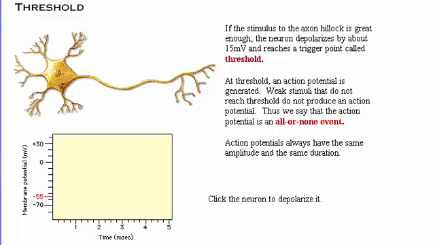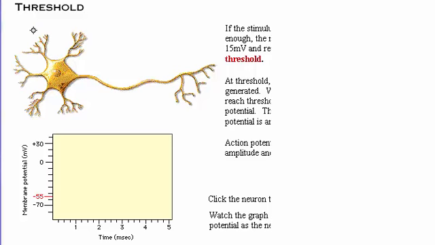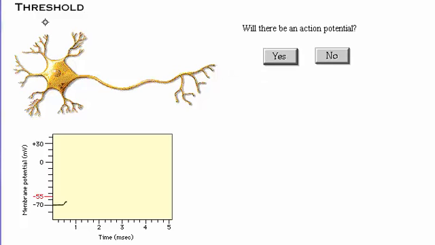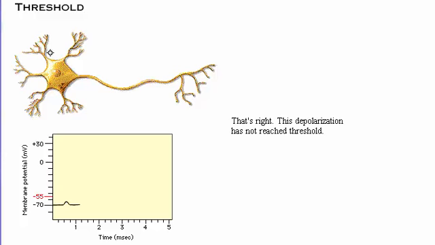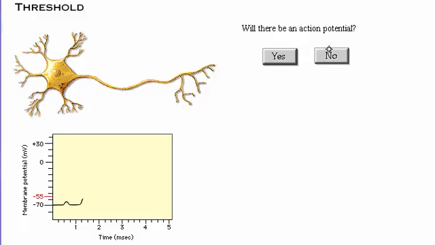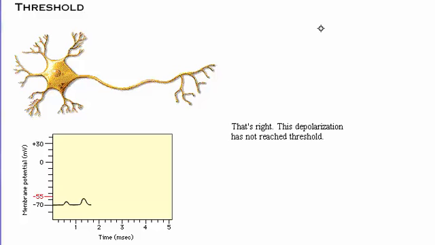Click the neuron to depolarize it. Watch the graph of the membrane potential as the neuron depolarizes. Will there be an action potential? That's right. This depolarization has not reached threshold. Click the neuron again to depolarize further. Will there be an action potential? That's right. This depolarization has not reached threshold.